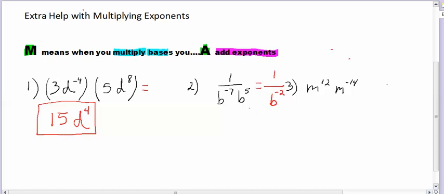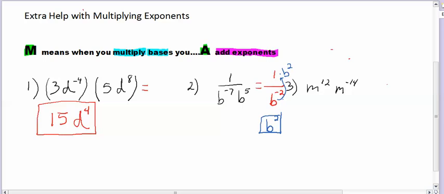Okay, but we're going to go back to our negative exponent rules. We never want to have a negative at the bottom of our fraction, so we are going to bring it to the top of the fraction, and it's going to be b to the second power. And then 1 times b to the second power is just b to the second power. And that's your final answer.